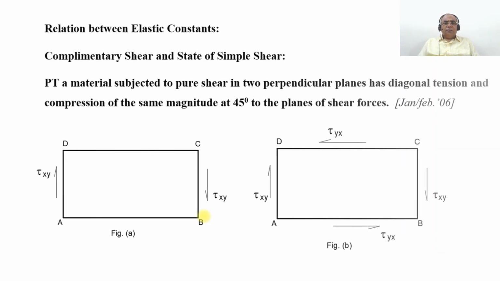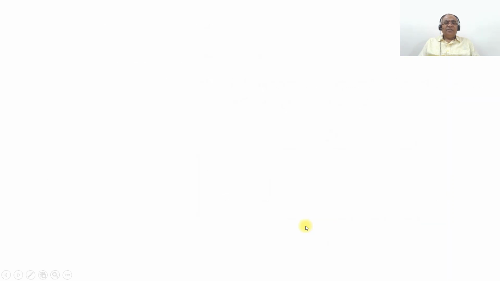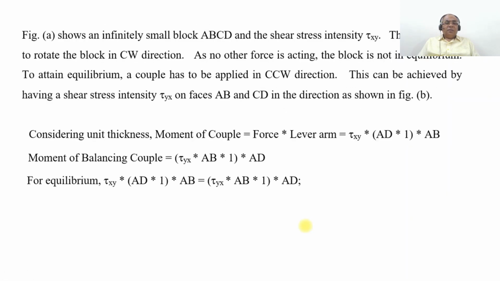So the moment of the balancing couple will be equal to tau yx into AB into 1 into AD. That is the balancing couple, because it is in the clockwise direction and this will be in the counterclockwise direction. For the equilibrium condition, both should be equal. That means the moment of couple and the moment of balancing couple should be equal.